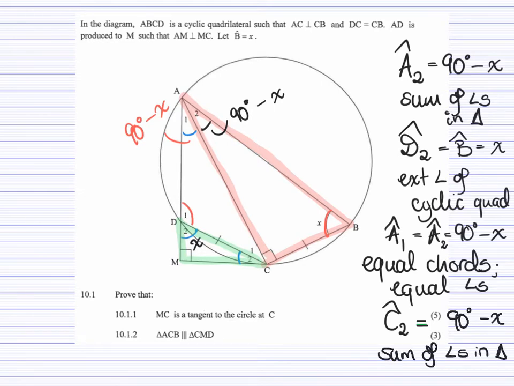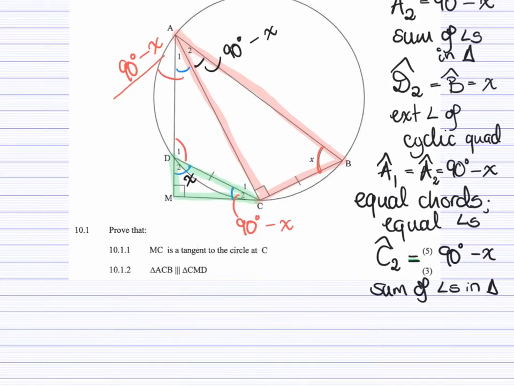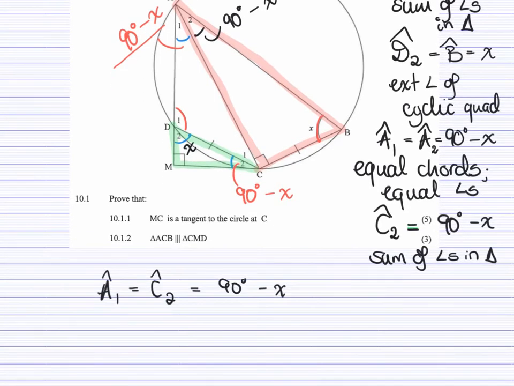Right. What we see here now is that A1, this 90 degrees minus X, is equal to your C2, which is also 90 degrees minus X. Based on that, since A1 equals C2, both of them being equal to 90 degrees minus X, we can now conclude that MC is a tangent. Now, you need a reason for this, and this will be the converse tan chord theorem.